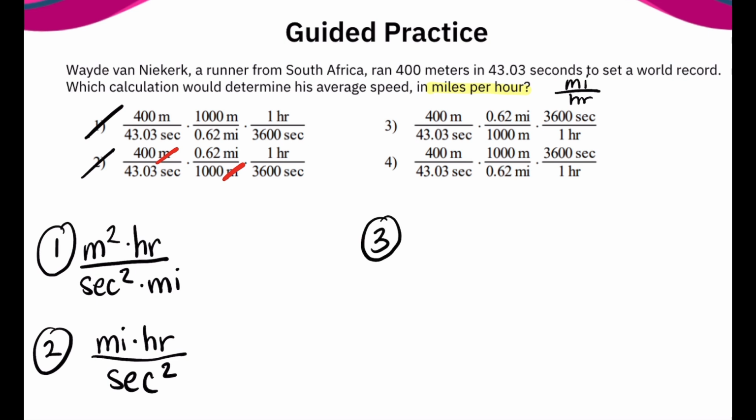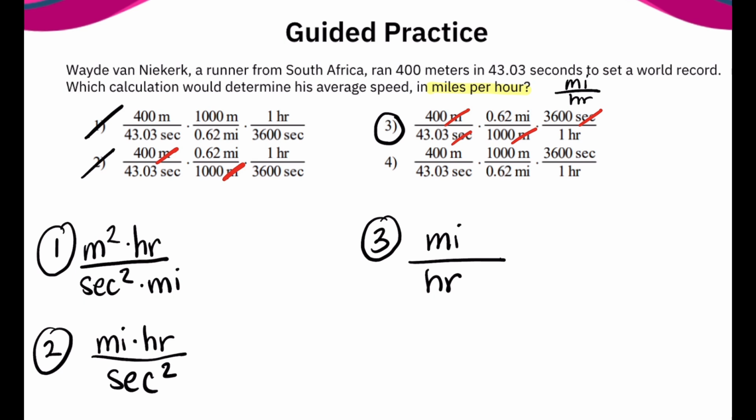So let's look at number three. I can simplify meters and meters. Is there anything else? Seconds and seconds. And so this one is going to leave me with miles over hours, which is exactly what I want. So 3 is correct.